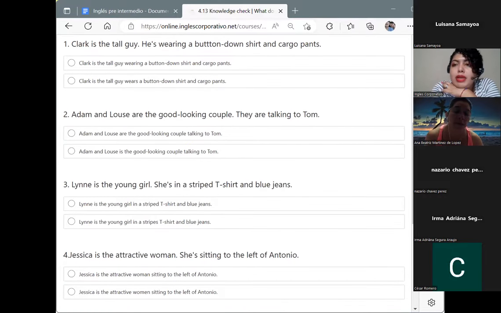Okay, if you have some ideas, you can tell me. We're going to read the number one. Clark is the tall guy. He is wearing a button-down shirt and cargo pants. And we have two options. Number one, Clark is the tall guy wearing a button-down shirt and cargo pants. Or Clark is the tall guy wears a button-down shirt and cargo pants. What do you think is the correct one? The number one or number two?